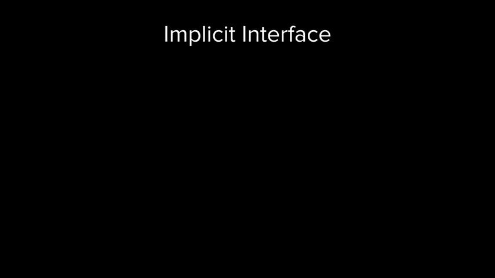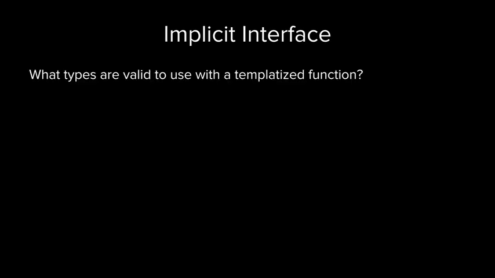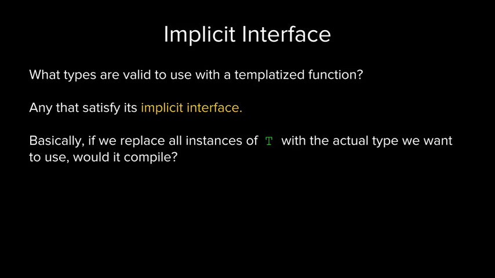So that's something called the implicit interface of the template, which is that the only types valid to use with a templatized function are those that satisfy its implicit interface, which is basically, if you replace this type T with the actual type you want to use, would the code compile? And if it does, it will compile. If it doesn't, it won't. Okay? And this is actually an important point. It will relate to something we'll talk about in a bit. Okay. Any other questions about templates?